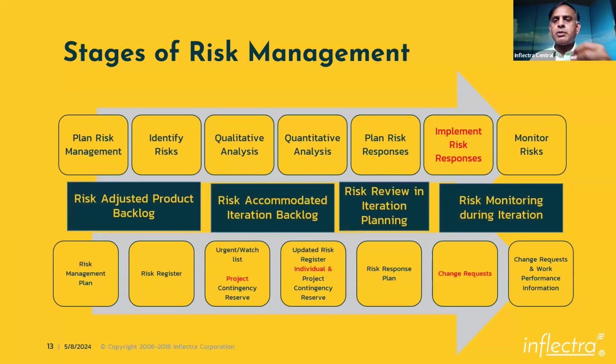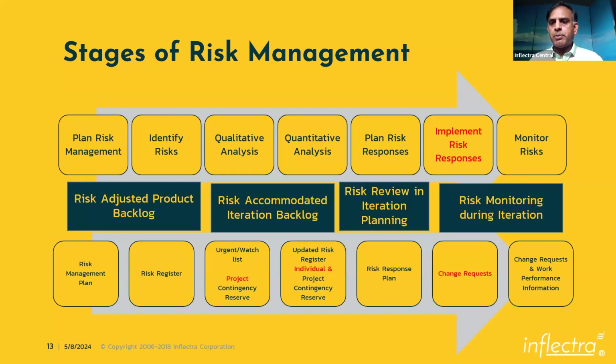Now, how does this come together in an agile approach? So, a risk-adjusted product backlog. When you have a user story identified, what are the risks associated with the user story? When you have a big epic, what is the risk associated with the epic if you have not broken it down into user stories? So those are thought processes.